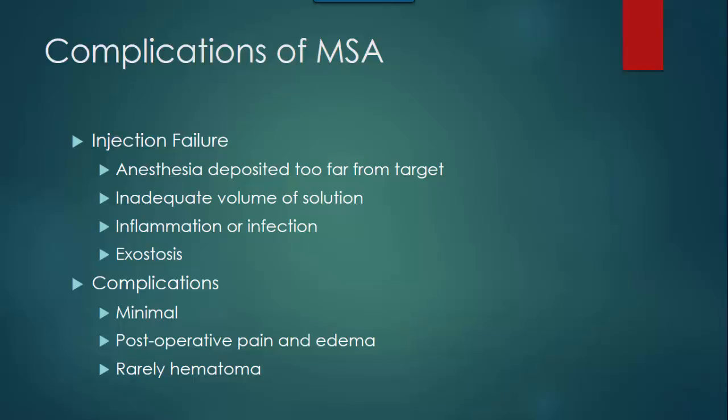Due to the number of people who don't possess this nerve branch, it may be necessary to use alternative nerve blocks such as an infraorbital injection or supplemental infiltration injections across the premolar area. Inflammation and infection could be changing the pH of the area as well. Complications due to this injection are minimal. Occasionally, they may have postoperative pain or edema, but rarely a hematoma.